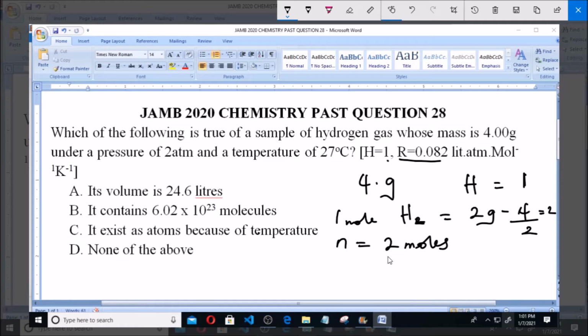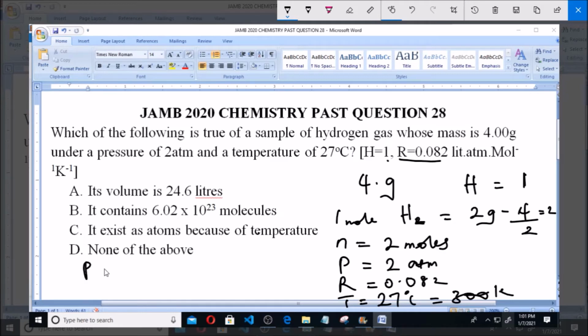Now the pressure P is equal to 2 atmospheres. The molar gas constant R is equal to 0.082. Then the temperature T is given as 27 degrees Celsius, which is equal to 300 Kelvin. Now we are asked to find which of the statements is correct. Looking at these parameters, the volume is absent, so let's find the volume of this hydrogen gas.